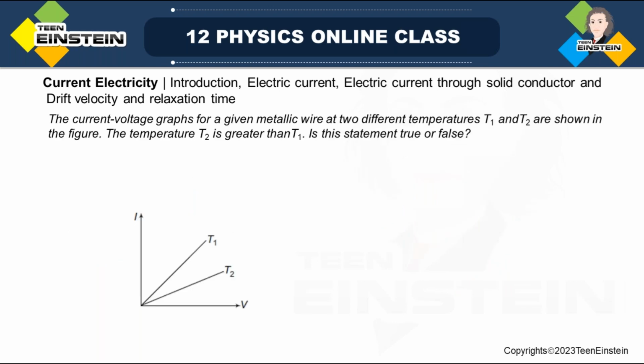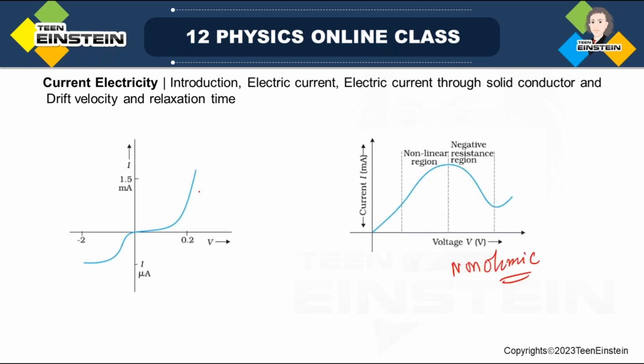Now we have seen the V versus I curve. Suppose we want to find the slope, with I on this axis and V on this axis. The slope will be I over V, so the slope will be 1 over resistance. That you have to remember.